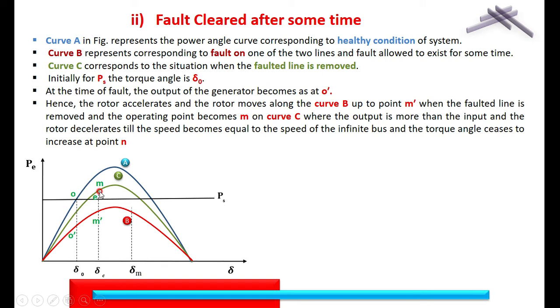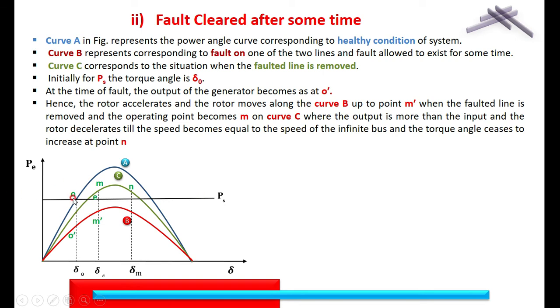Then because of acceleration and deceleration, it reaches N. There are two areas we come across, area 1, that is the acceleration area, and the deceleration area. Here A1 and A2 are equal and the system is stable. Ultimately the system operates at the point E when the fault is cleared. The acceleration area and the deceleration area are both equal, and this is what we call the stable condition.